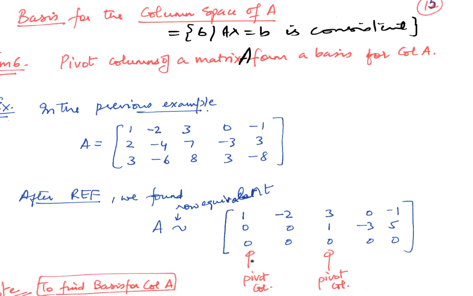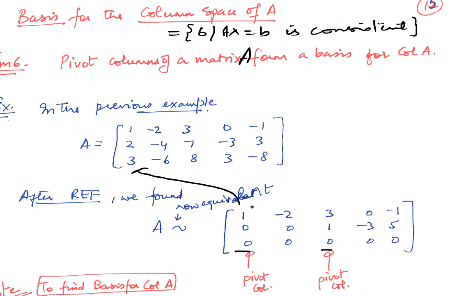Now remember, here we're going to look at the pivot columns. The pivot columns are the ones which control the basis set for the column space of A. So it had two pivot columns. Now these are the pivot columns for the row equivalent matrix of A. To find out the basis set for this, you go and look at the corresponding columns of the original matrix.